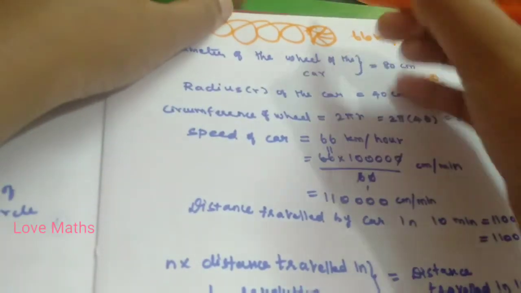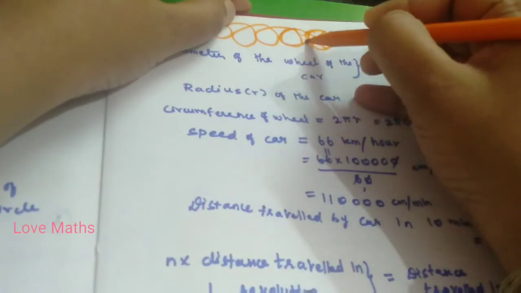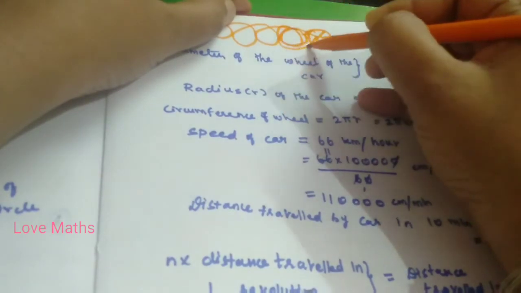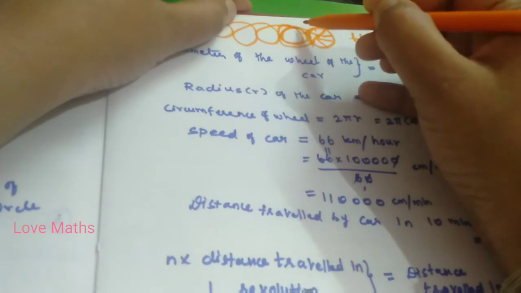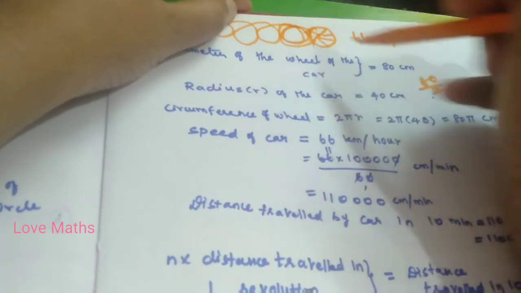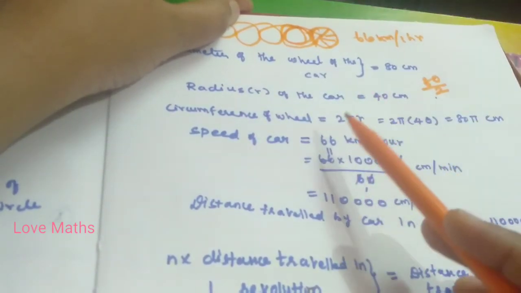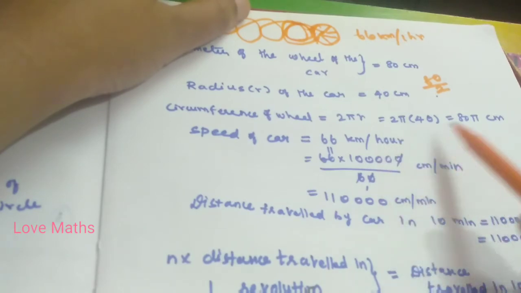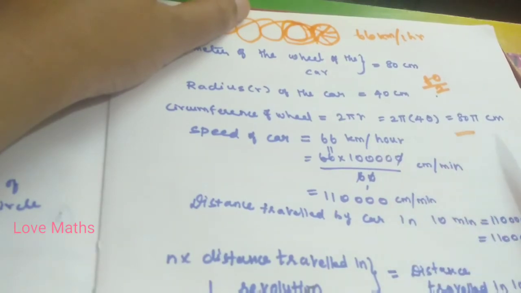So circumference, because it is one full rotation. One full rotation means from here to here, it's a perimeter. In a circle, perimeter means the circumference. So the circumference formula is 2 pi r. So 2 pi r with r as 40, totally 80 pi.